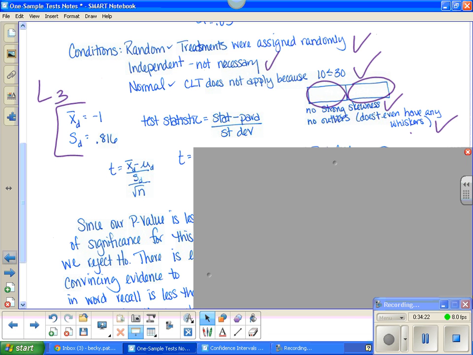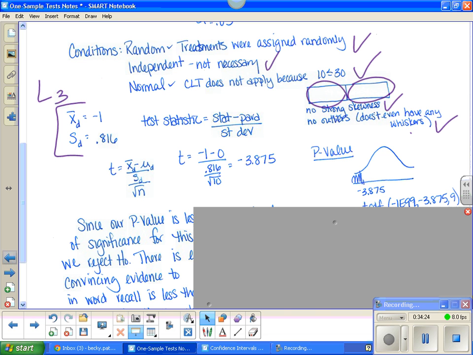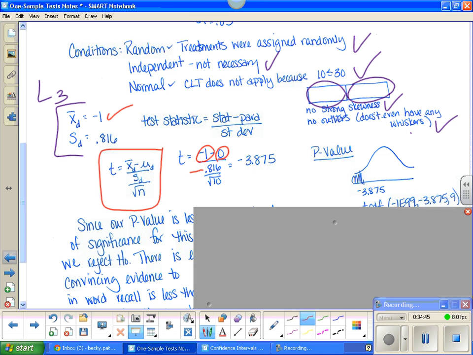Then I go to my formula sheet. I get my words. Then here are my letters. Everybody good there? That came from here. Who's he? That's your mu sub D. That's my mu sub D from my null hypothesis. He's my standard deviation from way over there, and there's my sample size, and that gives me my T.